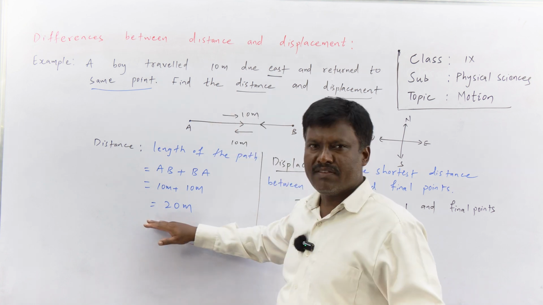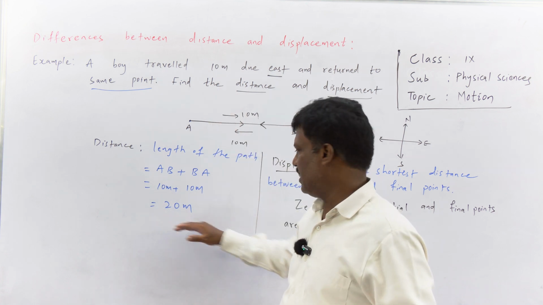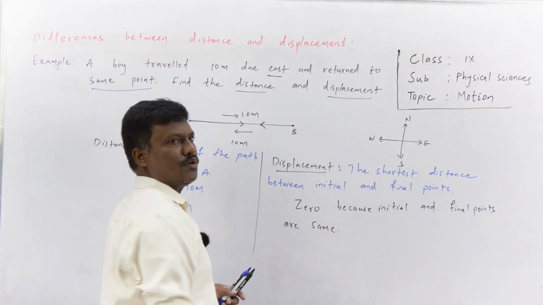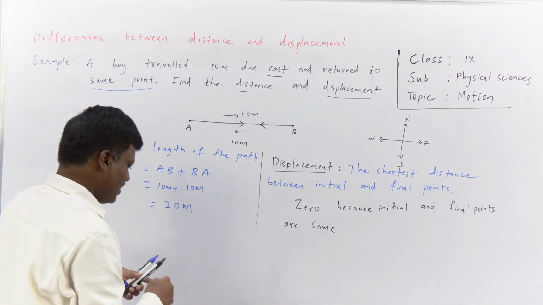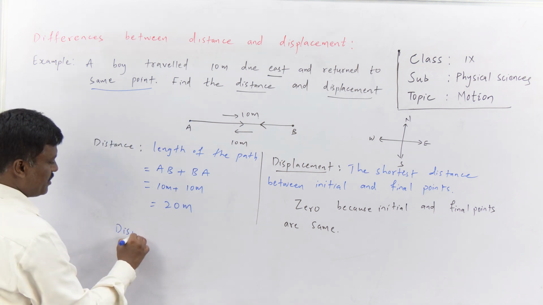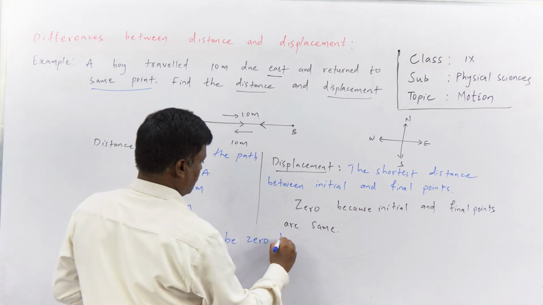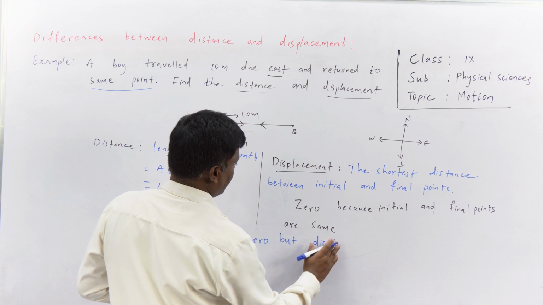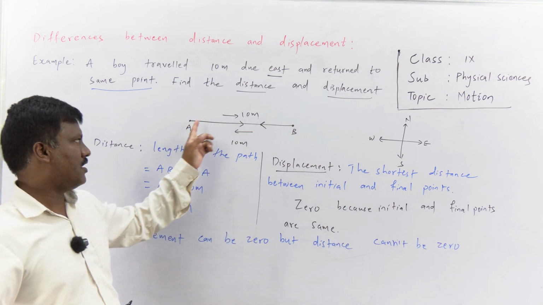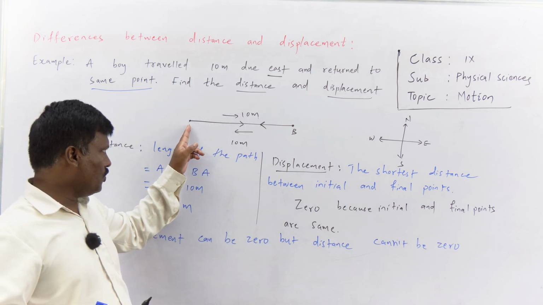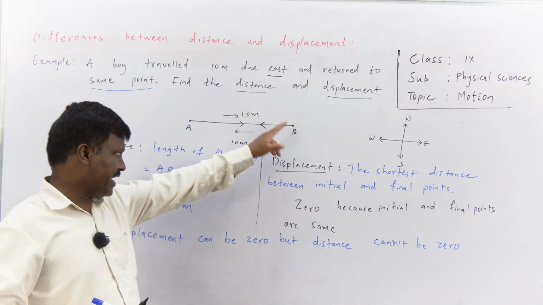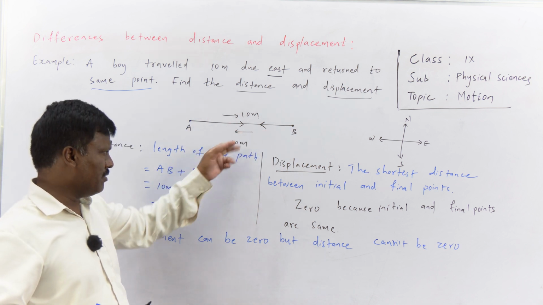So I want to tell you a very important difference between distance and displacement. Distance is always something, okay? But displacement sometimes we get 0. So from this, the major difference is displacement can be 0, but distance cannot be 0. Distance means compulsory length of the path. Even though you traveled some distance and after that you return to the same point, this distance will be calculated.